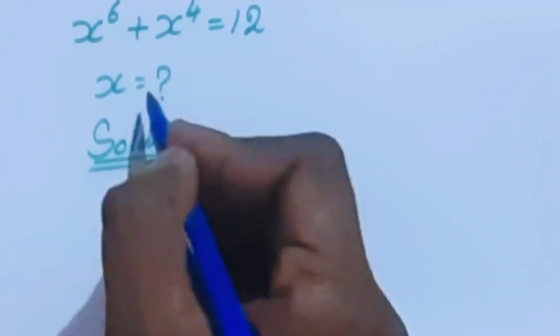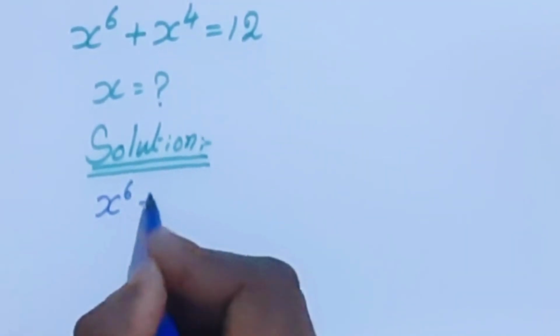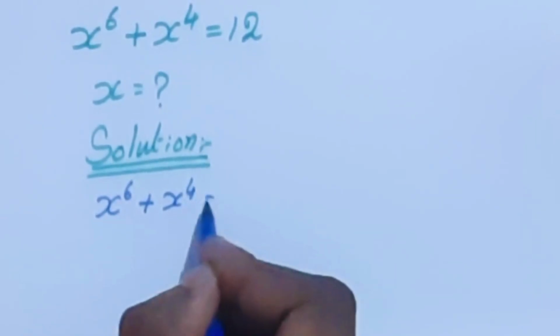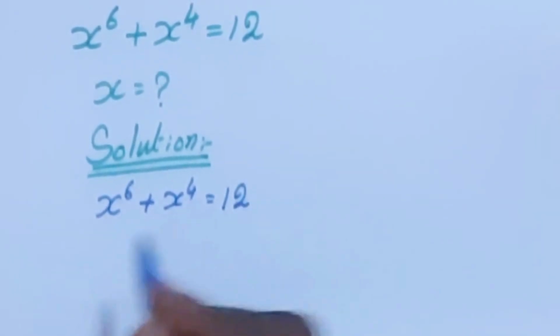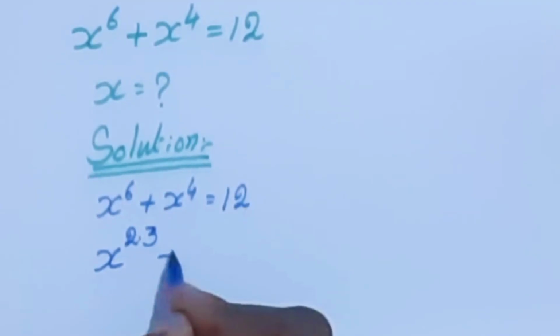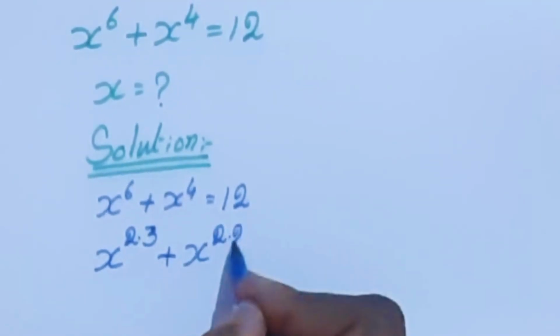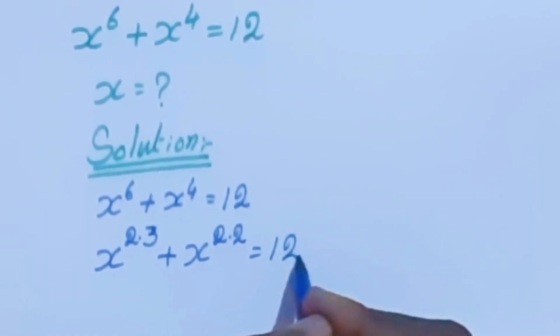Today we are going to solve this problem to find the x value solution. x power 6 plus x power 4 equal to 12. Here x power 6 can be written as x power 2 times 3, plus x power 4 can be written as x power 2 times 2, equal to 12.